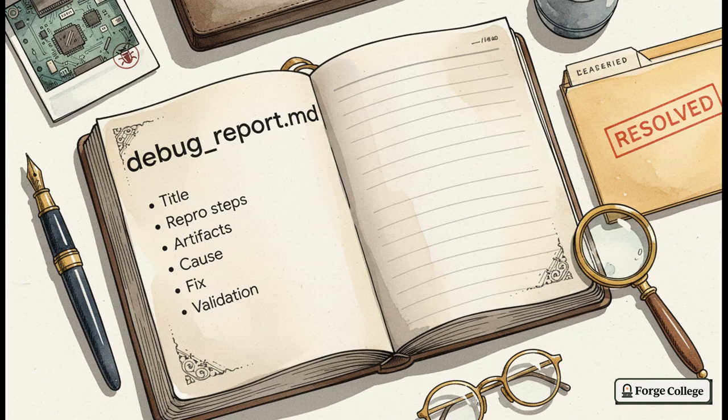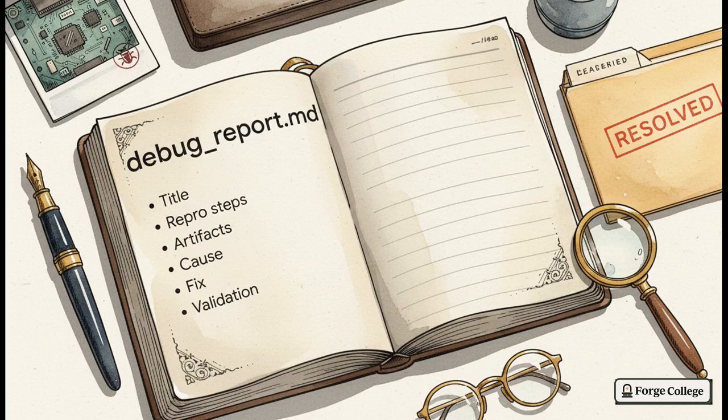Let's call it debug_report.md. Make sure it's precise. Include a one-line title of the failure. List the exact commands to reproduce it. Attach your captured artifacts, like the transaction signature and the simulation log files. Write a short root cause analysis mapping the logs directly to the bug. Show the specific code snippet you changed to fix it. And finally, paste the terminal output showing the test validating as a pass.